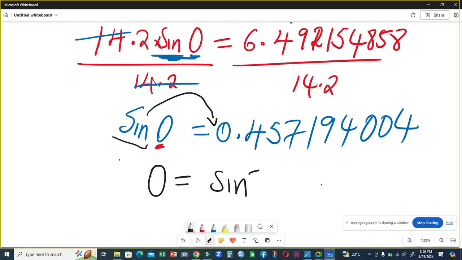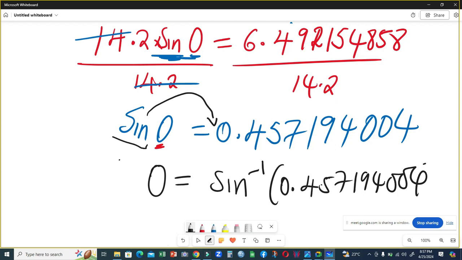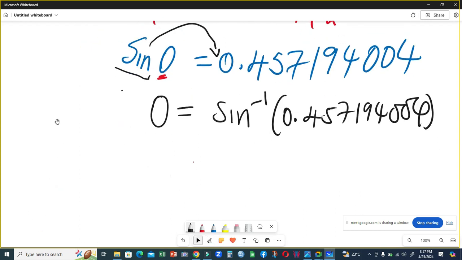How to write sine inverse? You write it raised to the power -1, of 0.457194004. Like that, sine inverse. So using a calculator, what's the sine inverse?